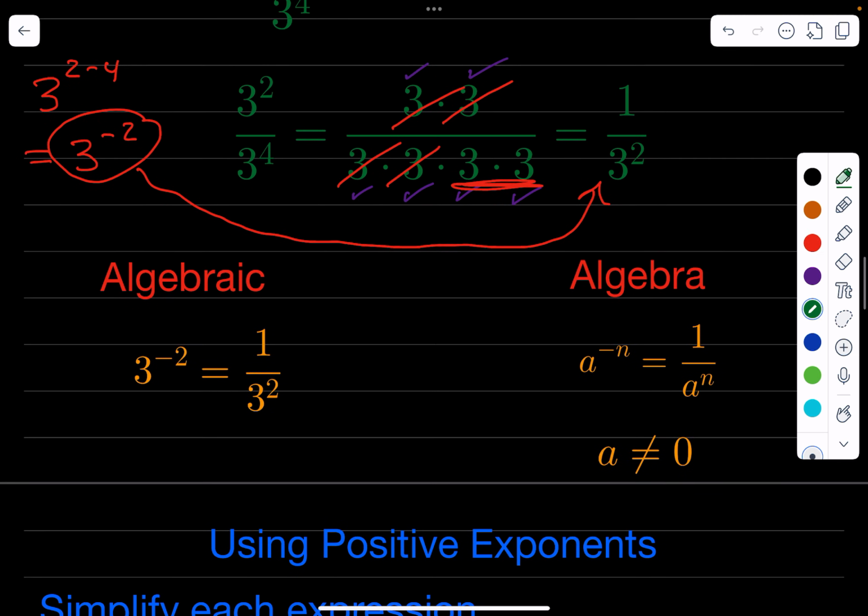Let's go down and look at our property again. Same 2 versions as every other video. First, we'll start with numbers. 3 to the negative second is equal to 1 over 3 to the second, meaning when I have a negative exponent, I put it in the denominator of a fraction. The algebraic version of this, we're not using numbers anymore, we're using variables. If I have a to the negative n, I have a negative exponent, I simplify that by putting my exponent expression in the denominator, so long as a does not equal 0.